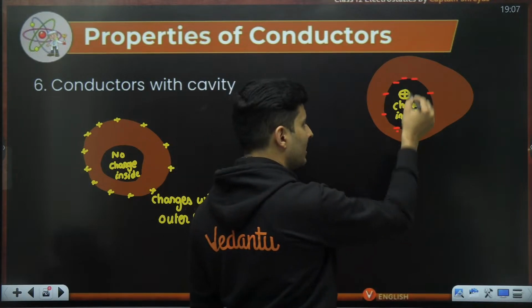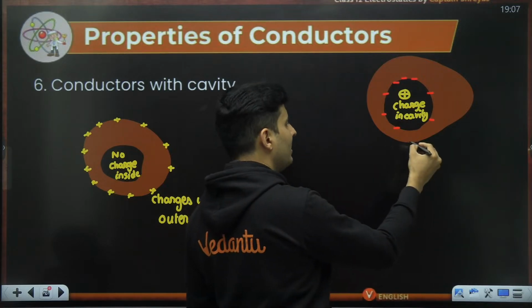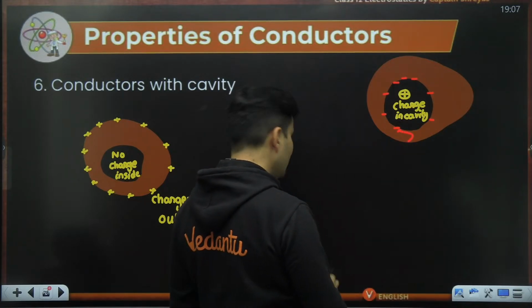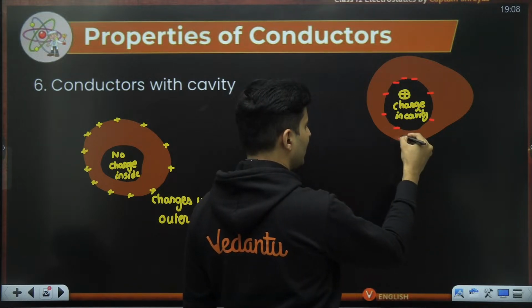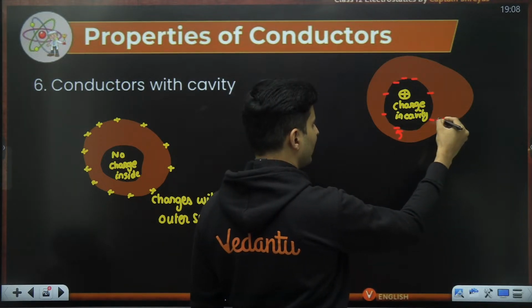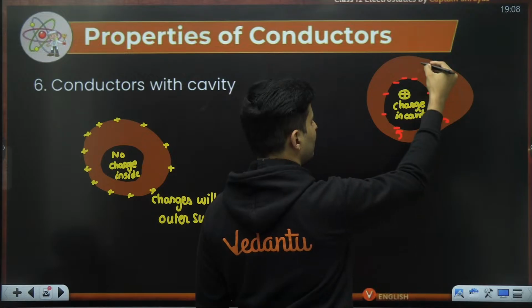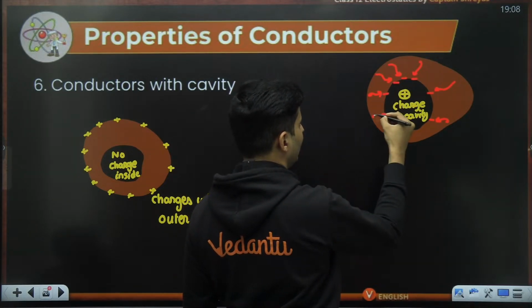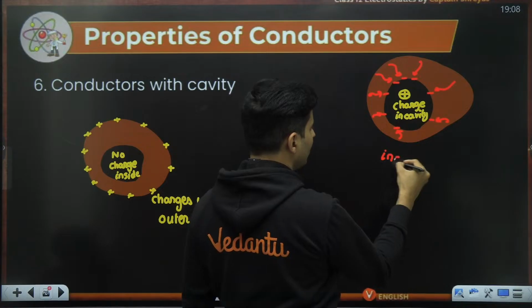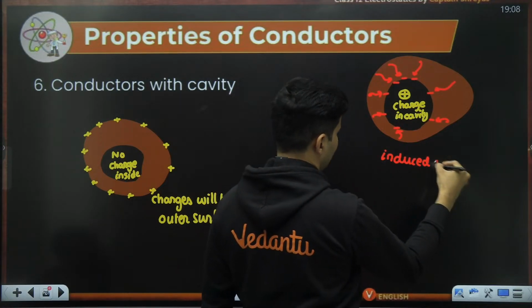These charges are just traveling from the outer surface to here. These are now our induced charges, guys. Yes, they basically go from outside to inside like this. They're just coming like this. The electrons will travel from outside to inside like this. These are basically induced charges.